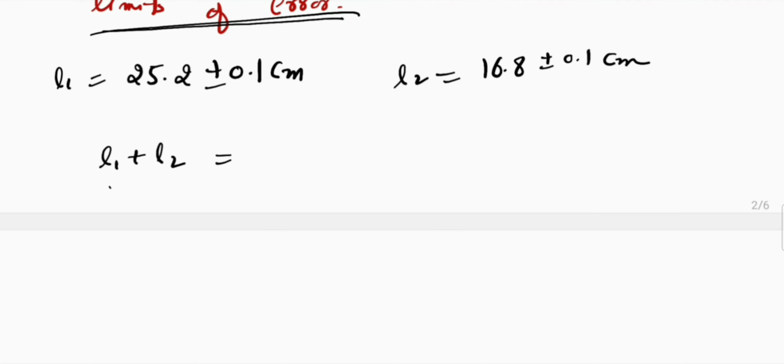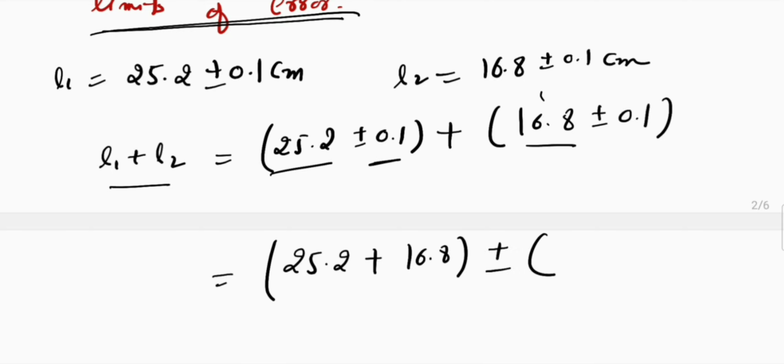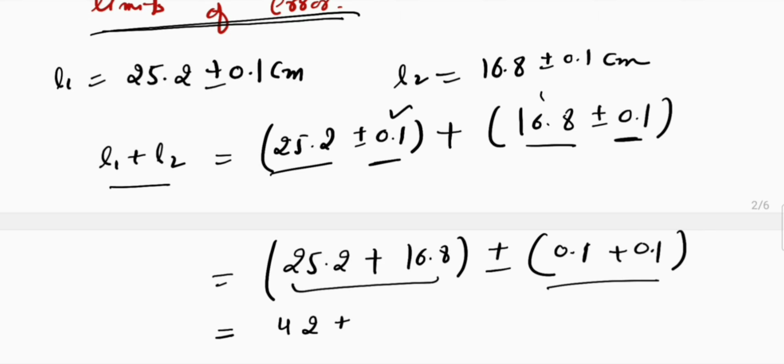So L1 plus L2 is equal to 25.2 plus minus 0.1, plus 16.8 plus minus 0.1. So we'll add these two. If we add 25.2 plus 16.8, and the errors 0.1 plus 0.1, we get 42, and this will become plus minus 0.2 centimeter. This is the sum of the lengths of the two rods with their limit of error.